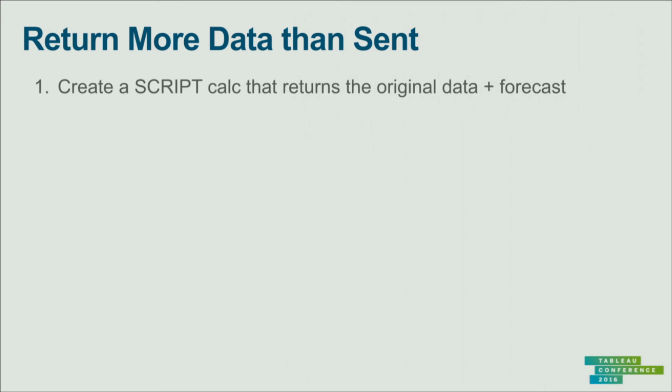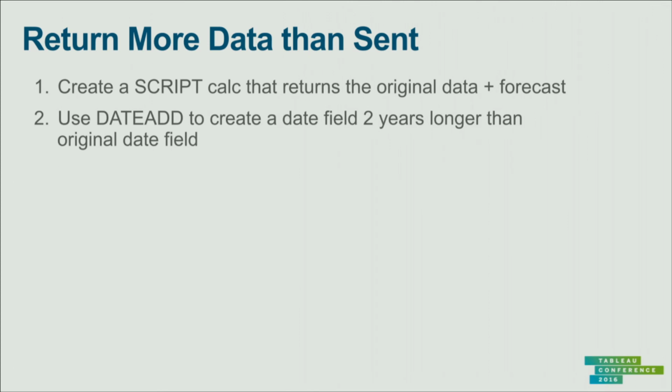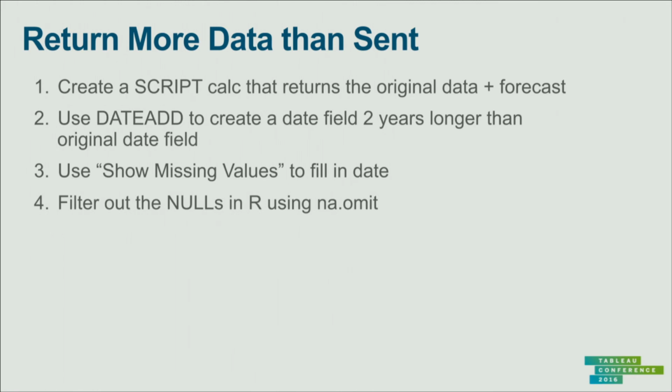So just to summarize the steps that we had to do to get this returning more data, really pushing the boundaries of what this was built for. You create the script calculation that tries to return everything. Then you have to create a field that's longer with extra two years on it so that you've got something to return along. You can make sure to use that show missing values so it actually is sending all of that over. And then finally, you may have to filter out results in R to make that all work out.